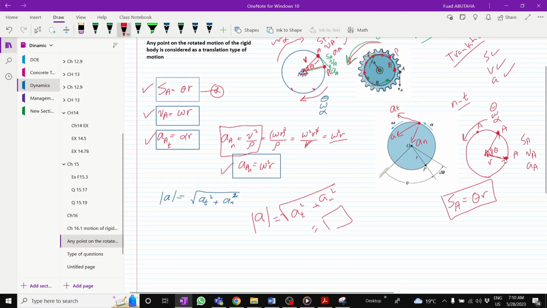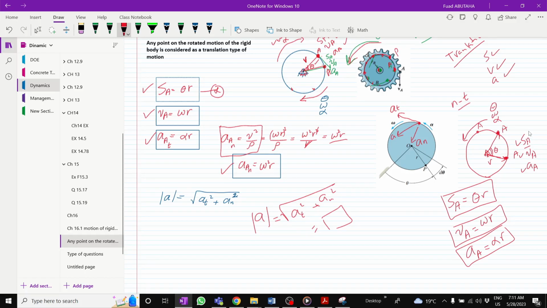So as I mentioned, since there is a point here and we need to study the motion of the points, the point located on the disk is considered as a particle that moves in translation motion, and it needs to have S_A, velocity A, and acceleration A. S_A is theta times r. The velocity of A will be omega times the radius, and the acceleration at the point A will be alpha times the radius. So this is how these four are connected together.